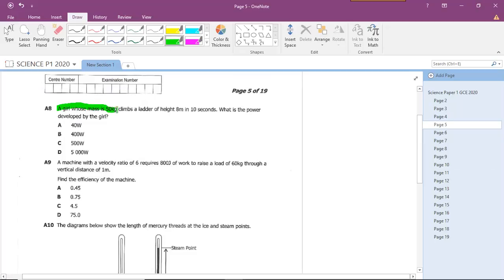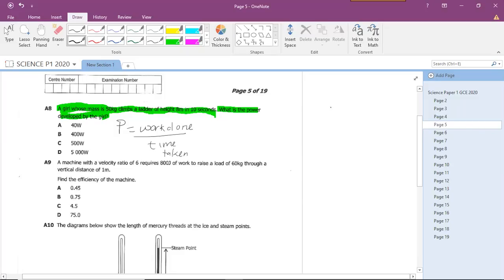a girl whose mass is 50 kg, so we've got a 50 kg girl, climbs a ladder of height 8 meters in 10 seconds. Now they are saying what power is developed by the girl. You have to know these formulas, by the way. You can't escape this. So the formula for power is defined as work done over time taken. And what work is she doing here? This girl is climbing up a ladder.